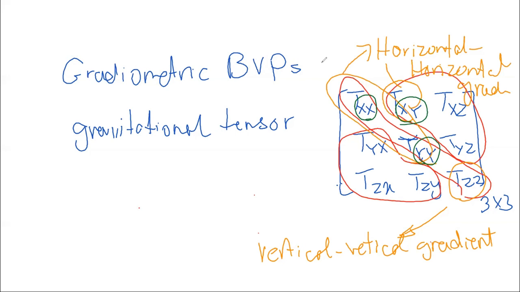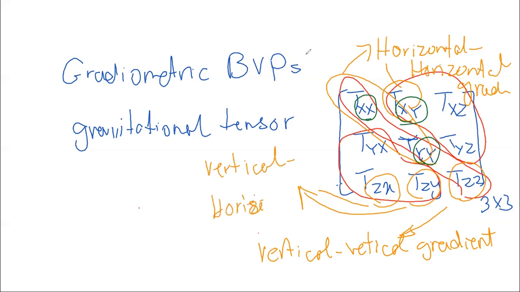And here you see Z and Z, and they are called vertical-horizontal gradients. Note that these quantities are equal. It means that this element is equal to this one. This matrix is symmetric.